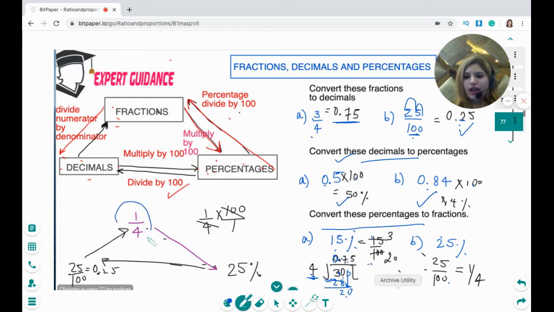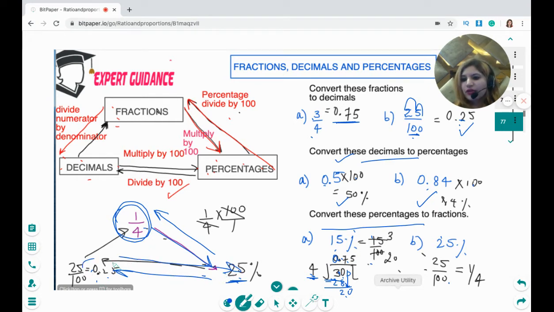So suppose you have a fraction called a quarter: if you multiply it by 100, you get a percentage. If you divide by 100, you can get a fraction. Now percentage to decimal is you divide by 100, okay? And decimal to percentage, you multiply by 100, okay?